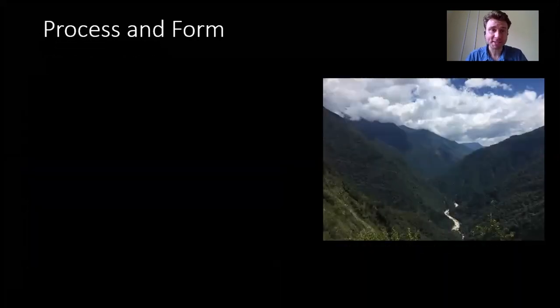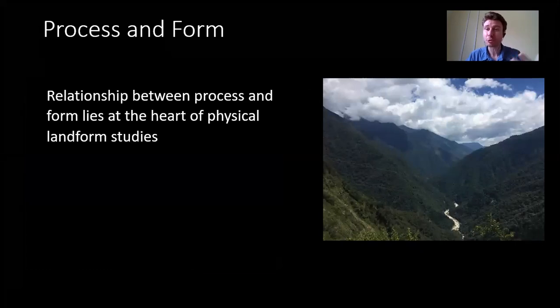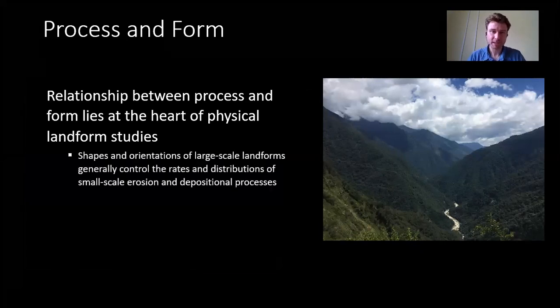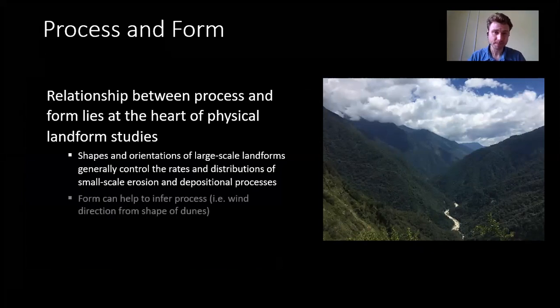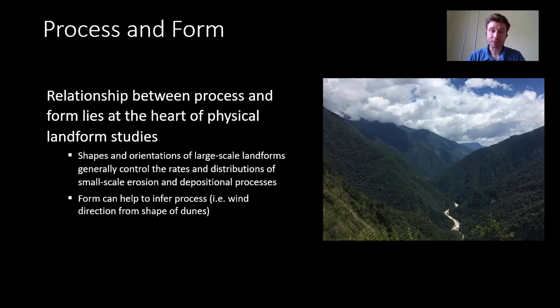So talking about process and form, right? These are some of the unifying concepts that I want you to consider and we can talk about when we make observations. This relationship between process and form lies at the heart of physical landform studies. The shapes and orientations of our large-scale landforms generally control the rates and distributions of small-scale erosional and depositional processes. Form can help us infer process, right? The wind direction can tell us about the shape of dunes.